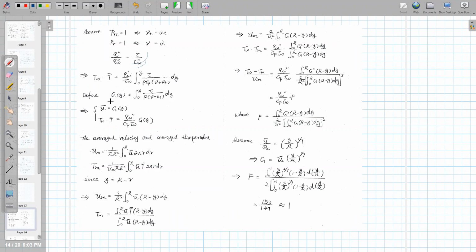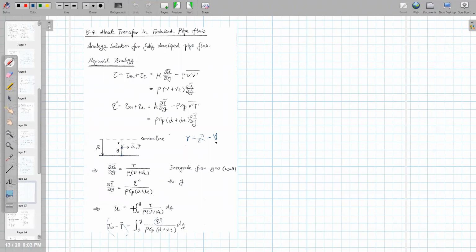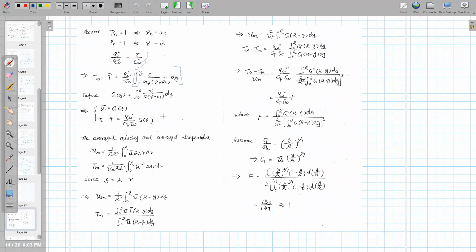Okay, and let's define this integral. It's just a function of y, because it's integrated from 0 to y, so the end result will be something related to y. You can rewrite that because u is this one, and we define this as g of y. So u equals g of y, and T_w minus T will be q''_w divided by tau_w, and move this Cp out. You only have a rho here, so it will become g times y. So this g of y is an unknown function.